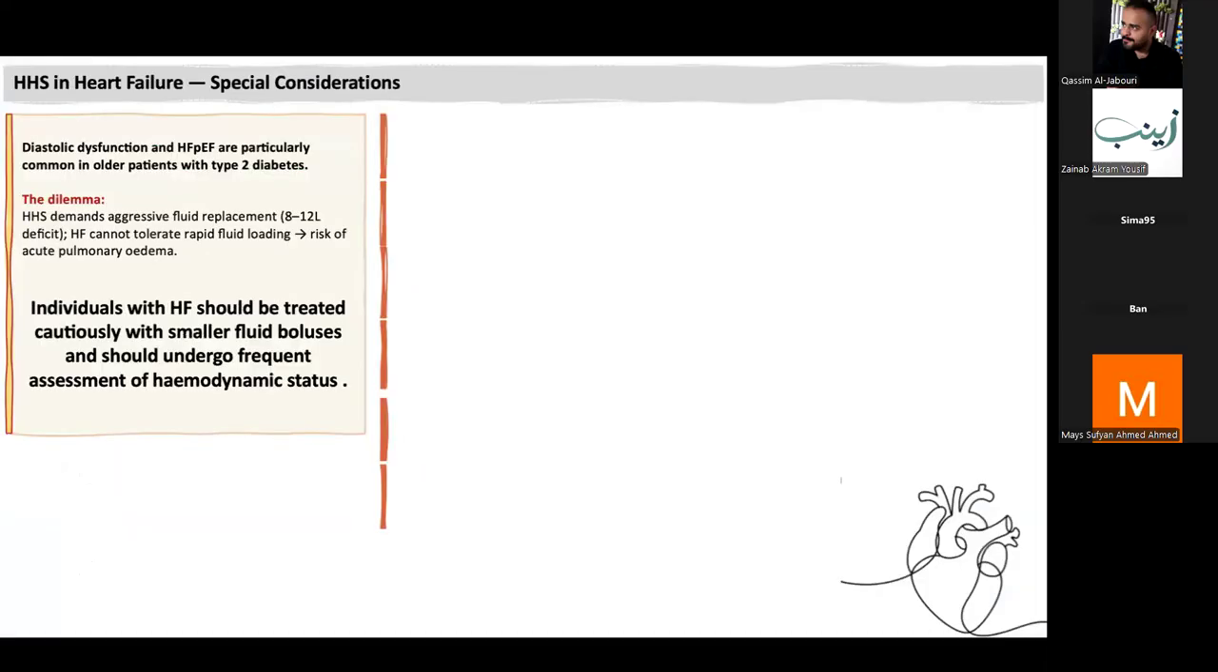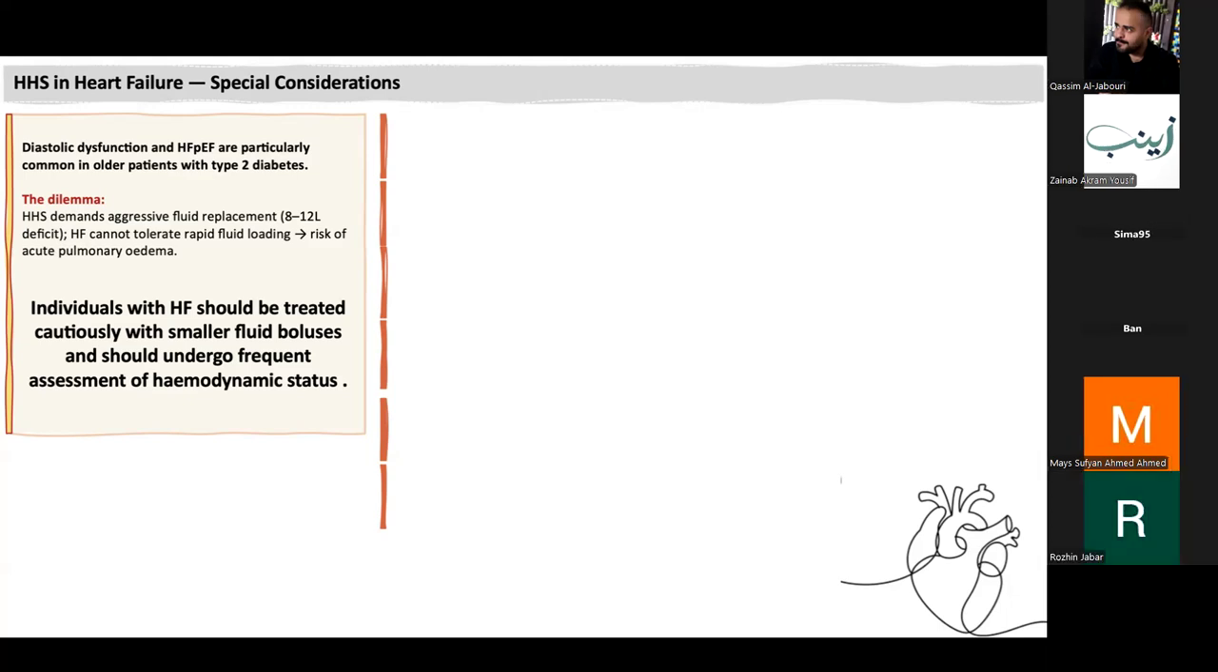Now we talk about HHS in special situations. As we understand now, in HHS the problem is extreme dehydration and high osmolality, and your goal is to hydrate, hydrate, and hydrate. Your main treatment is fluids, fluids, fluids, and then you give something else like insulin. But most HHS reverses adequately with just normal saline and adequate hydration.